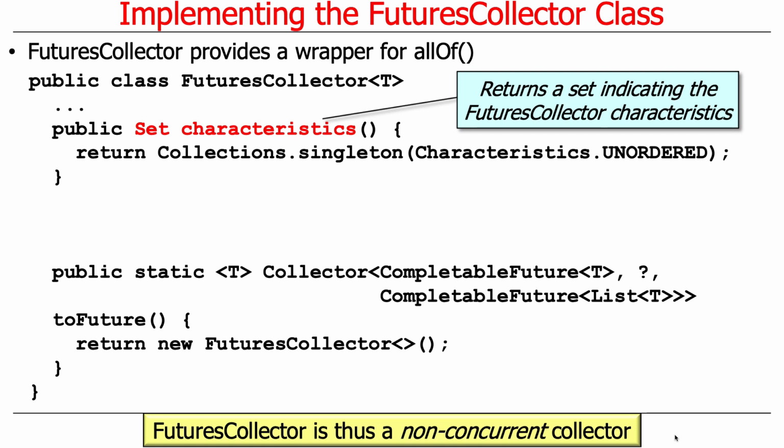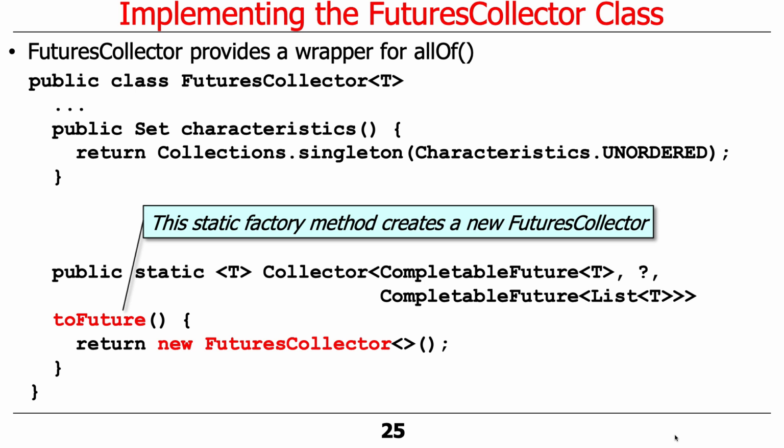A couple other quick methods. Here's the characteristics method. This simply says we don't care if it's ordered or not. It doesn't matter. And notice it's non-concurrent, so it's going to be usable with a sequential stream in the way we want to use. And then the final method here is simply the static factory method that, when called, will create a new futures collector. So toFuture simply makes a new futures collector.